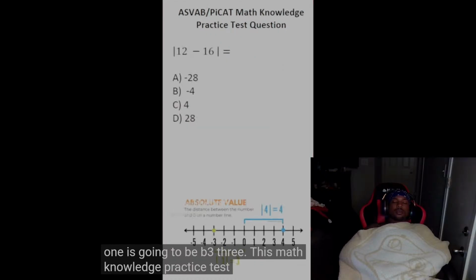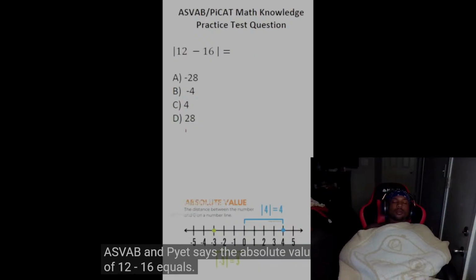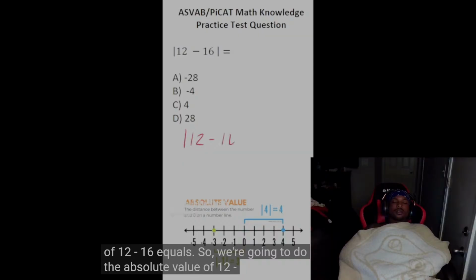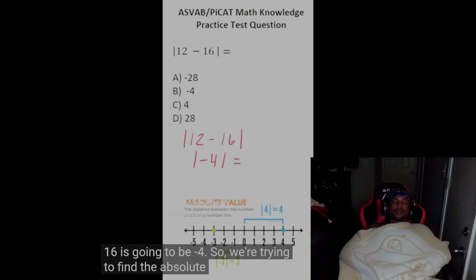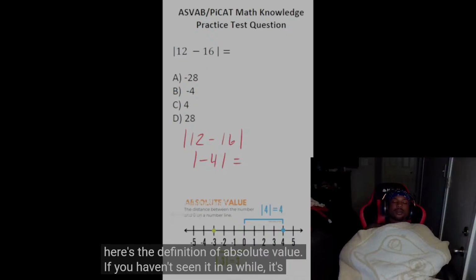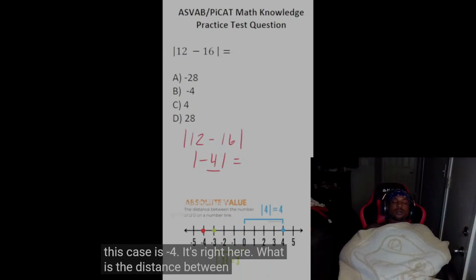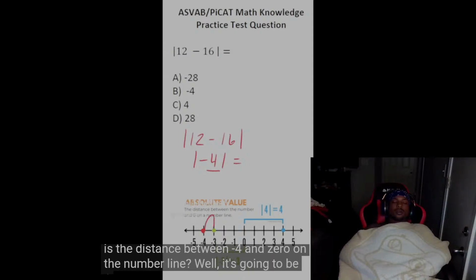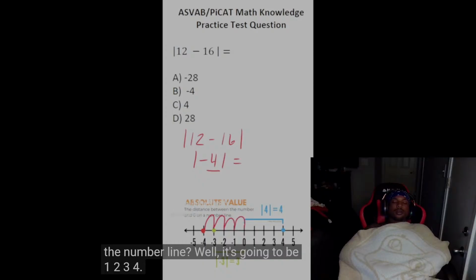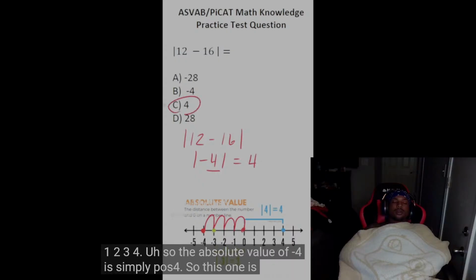This math knowledge practice test question for the ASVAB and PiCAT says the absolute value of 12 minus 16 equals. So we're going to do the absolute value of 12 minus 16. 12 minus 16 is going to be negative 4. So we're trying to find the absolute value of negative 4. Well, here's the definition of absolute value if you haven't seen it in a while. It's the distance between the number and 0 on the number line. So our number in this case is negative 4. It's right here. What is the distance between negative 4 and 0 on the number line? Well, it's going to be 1, 2, 3, 4. So the absolute value of negative 4 is simply positive 4. So this one is going to be C.